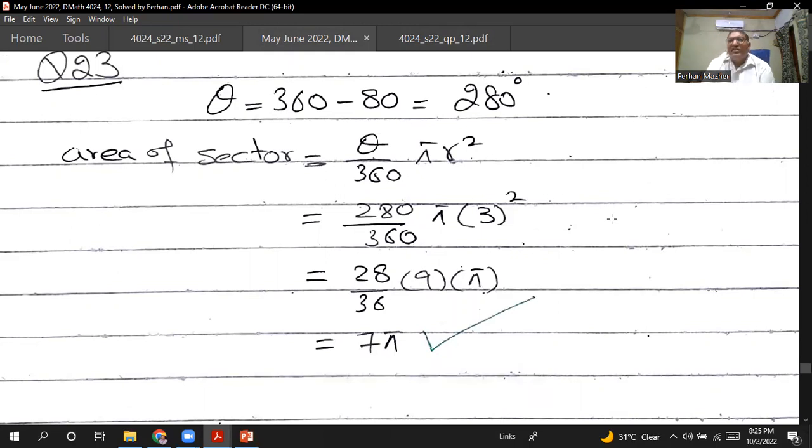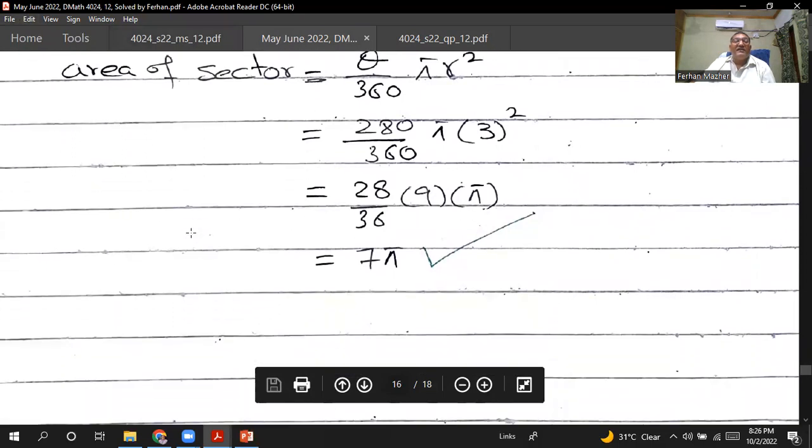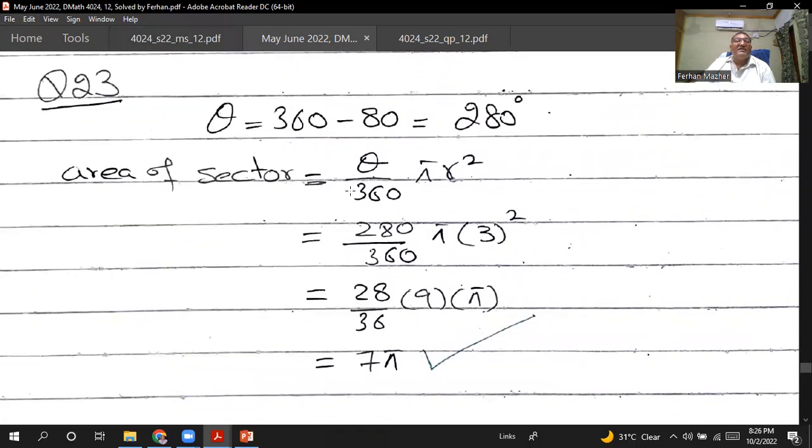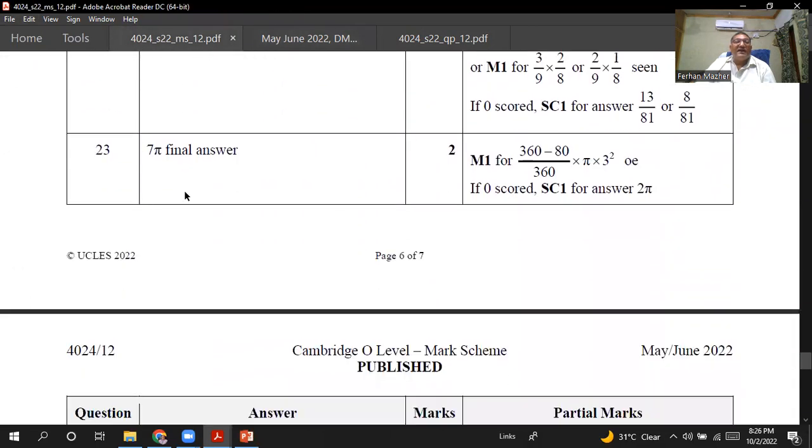The area of the sector is theta by 360 pi r squared. Just put the values. Theta is 280 degrees divided by 360, pi will remain pi, and the r value is 3 and it's squared. So the zeros cancel, and you will have 28 into 9 divided by 36 into pi. 9 fours are 36, 4 sevens are 28. So you will have 7 pi. So the final answer will be 7 pi, so the value of k is 7. 7 pi is the final answer.